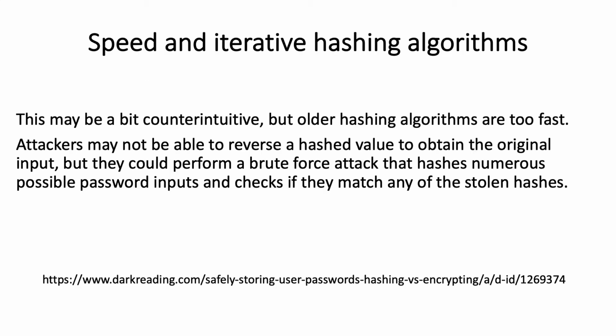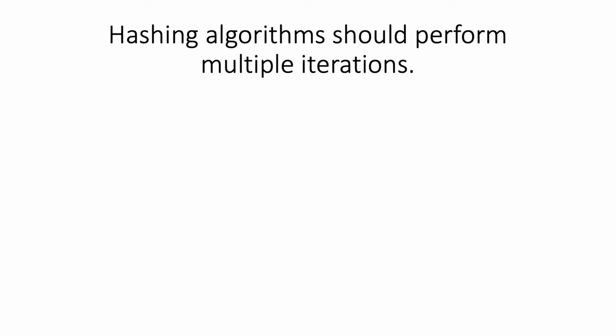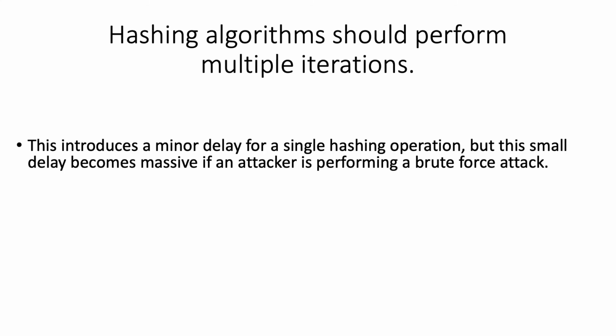Okay, speed and iterative hashing algorithms. It's a bit counterintuitive, but the older hashing algorithms went too fast. So an attacker could stand on the outside and use brute force to beat it to death and finally get in. A hashing algorithm should perform multiple iterations. This introduces a minor delay for a single hashing operation, but a small delay becomes massive if the attacker is performing a brute force attack.